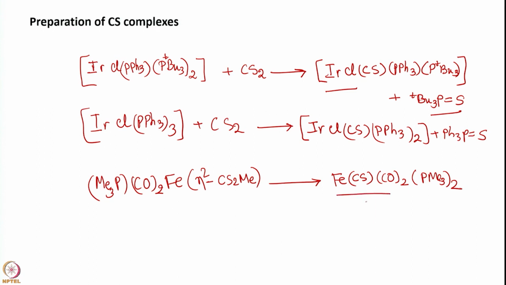So, this is very much similar to Fe(CO)5, with PMe3 twice, an 18 electron complex. It is in zero valent state. So, let us look into another example here.